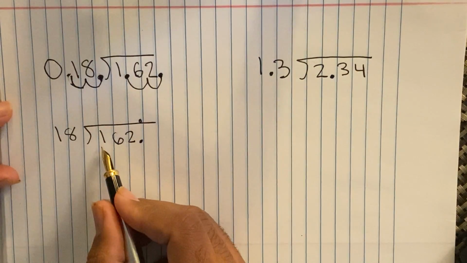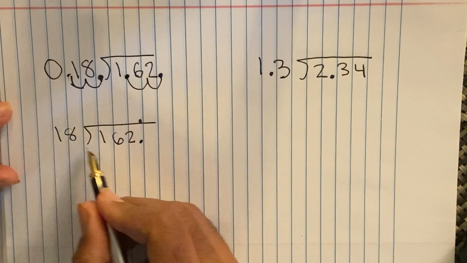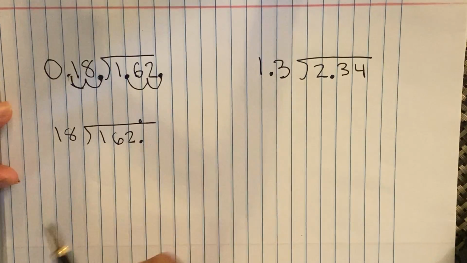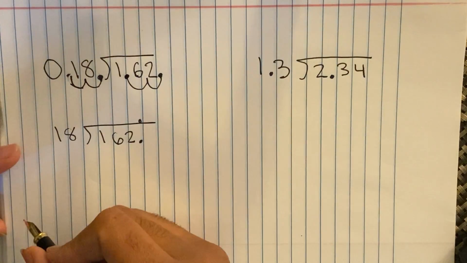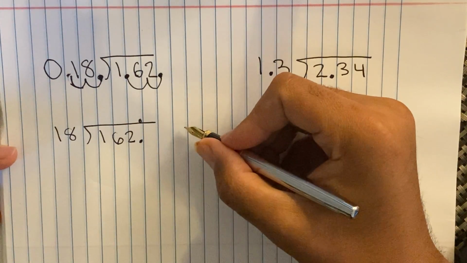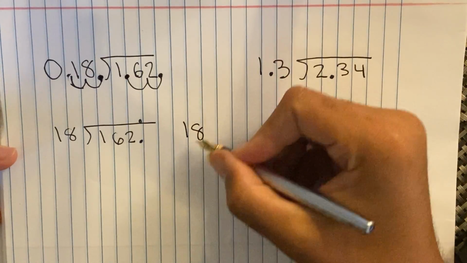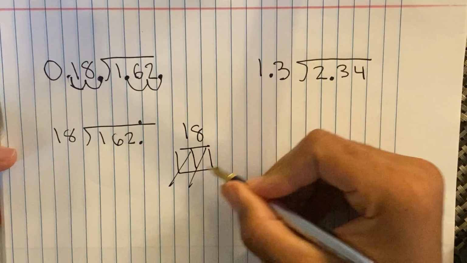Can 18 go into 1? Nope, 1's too small. Can 18 go into 16? Nope, still too small. But 18 can go into 162. Now our job is to find out how many times. When I multiply with my kids, I use the Lattice method. So I'm going to go ahead and take a guess. I'm going to say 18 times 9.